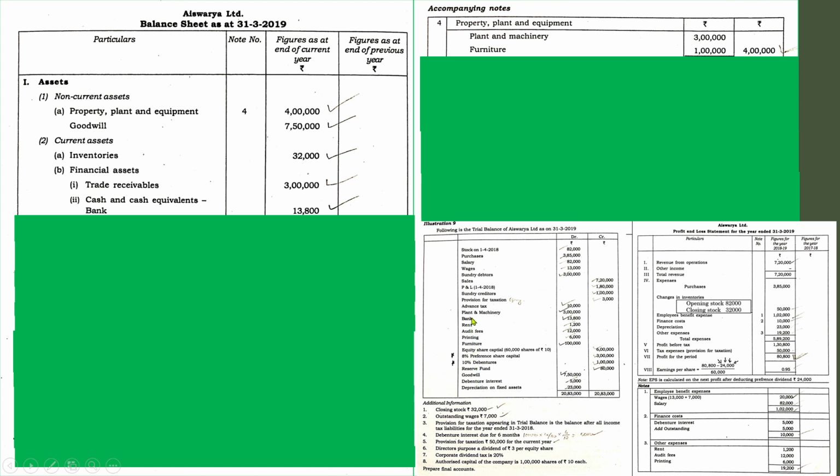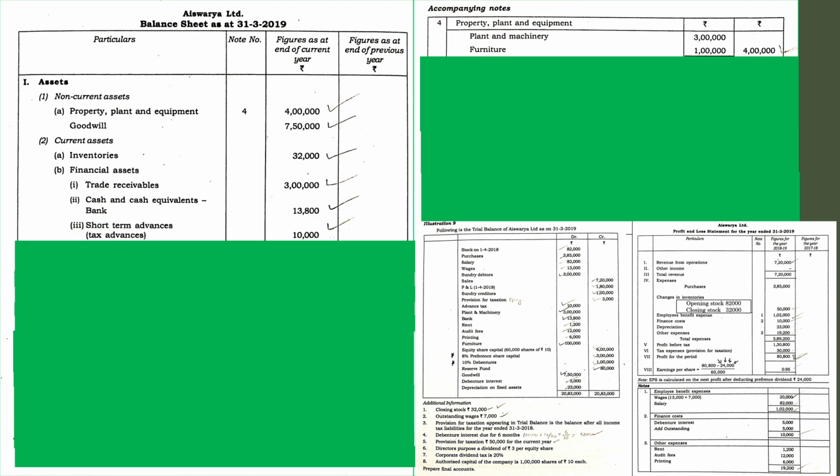See, bank balance of rupees 13,800. Next is short-term advances. In the question, it is given advance tax worth rupees 10,000. It is already given. It is a sort of asset, so we have to show it under short-term advances. Otherwise, the advance tax would have been mentioned in brackets as long term.